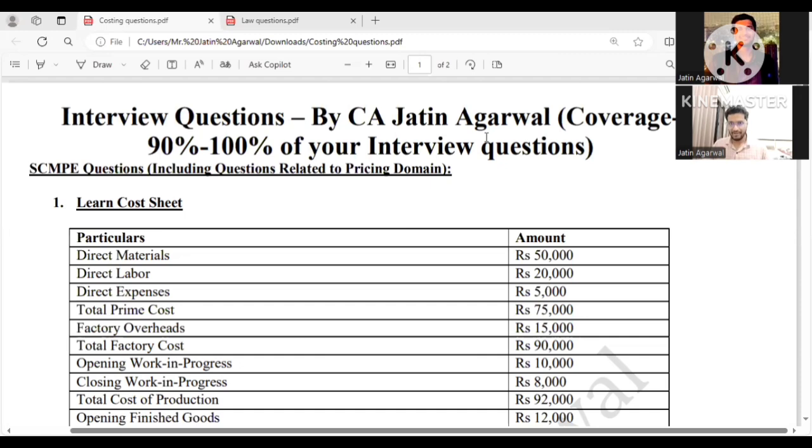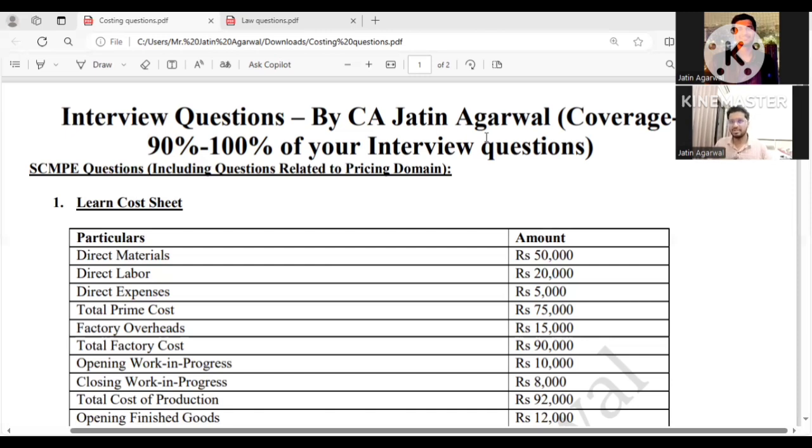Today, what we are going to cover first is your costing questions, which are basically used for pricing domain interviews. And second, we will cover law related questions. These questions will be used in your industry interviews. Many FMCG companies have asked these questions in interviews in the past, so please prepare these questions also.